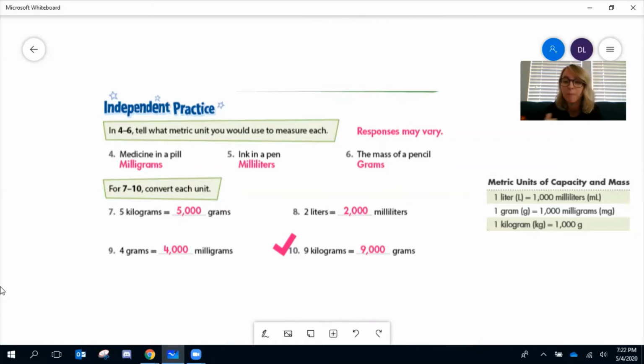So if you noticed in the video, or notice as we're doing these problems, there are 1,000 of the smaller unit in each of the larger units that we're focused on today. So if you're going from big to small, you're going to be multiplying by 1,000.